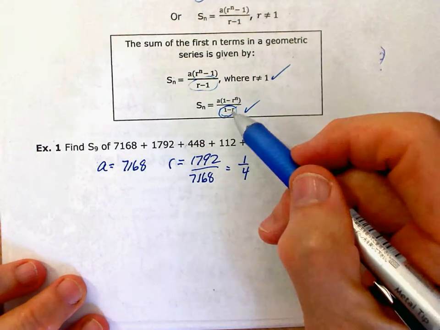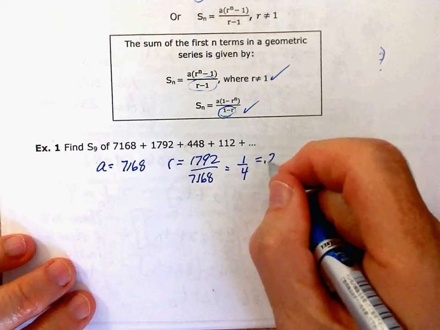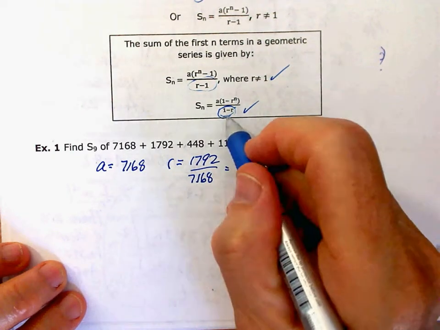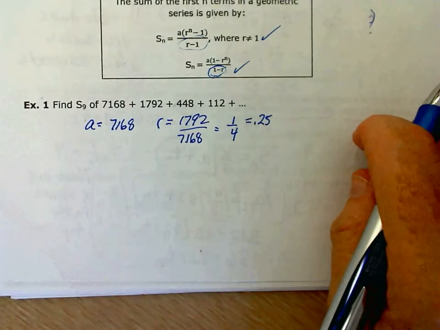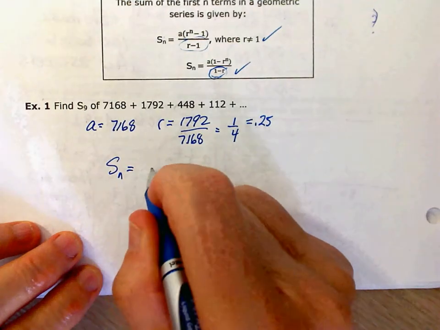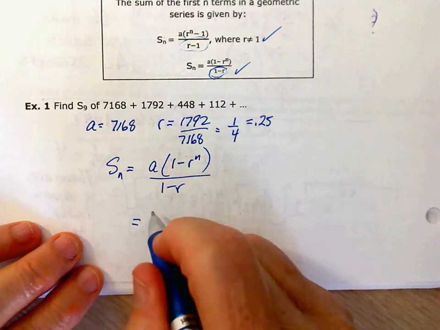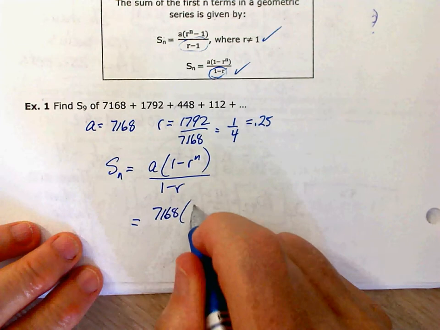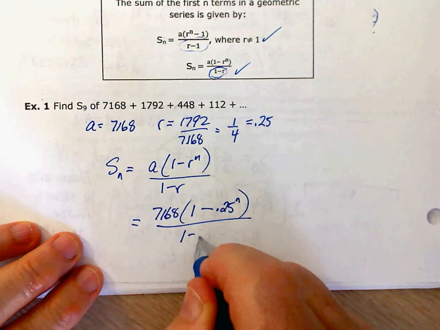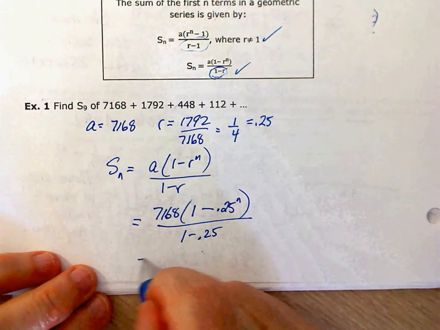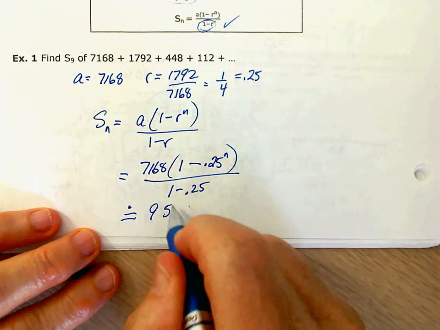So I'm thinking I would like this formula just because I personally like it. We can say 0.25, just so 1 minus 0.25 gives me a positive value on the bottom. But it doesn't really matter because we can use a calculator. So Sn equals a times 1 minus r to the n over 1 minus r. So the first term is 7168, 1 minus 0.25 to the n over 1 minus 0.25. And if you were to work that out, you would get approximately 9557.30.